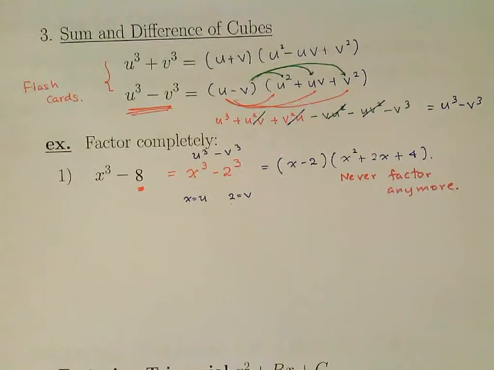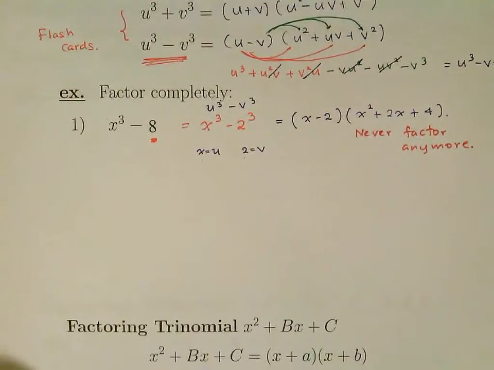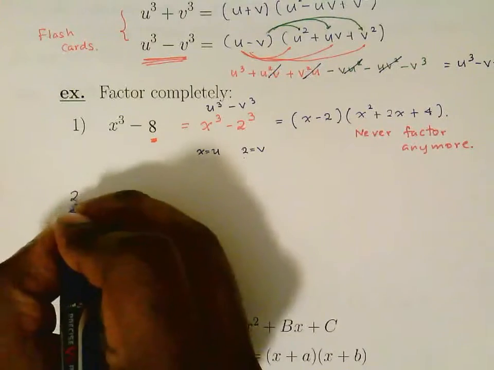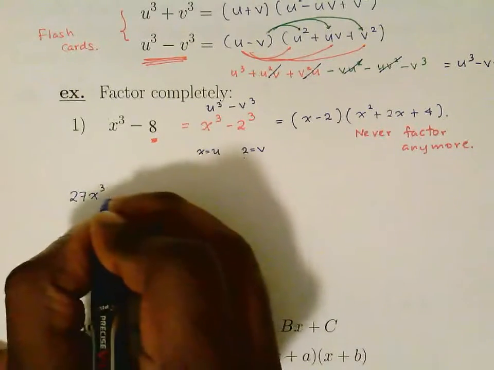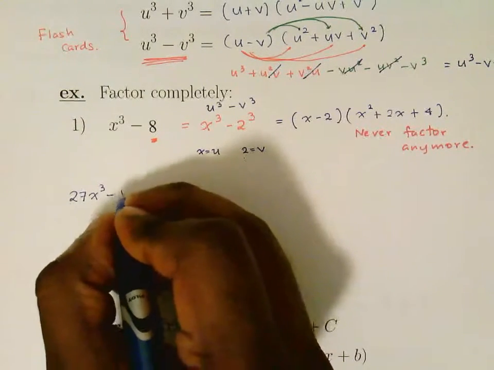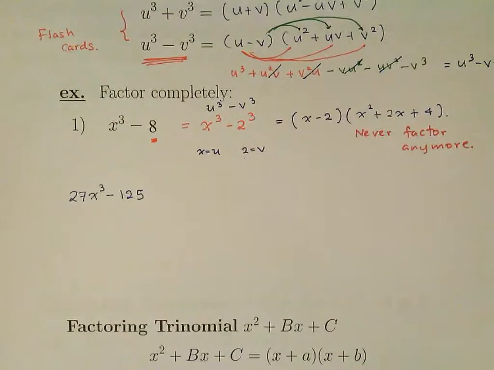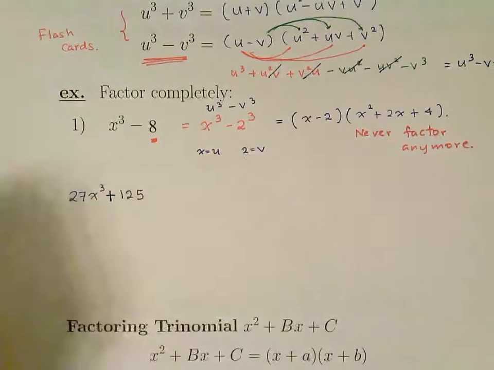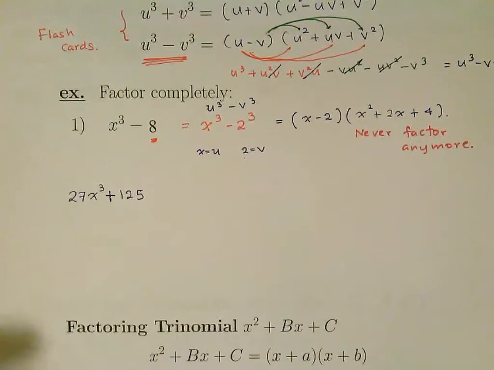Okay, so let me do one more, and you will see some more questions in lecture part 2. So let me do something else. Let's say 27x cubed minus, how about, 125. Okay, again, you can see that it's a cube term and you have a binomial, which means, let's do plus. Okay, which means it's a cube formula, but it's not exactly clear which is your u and which is your v.